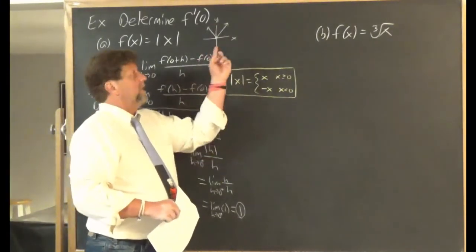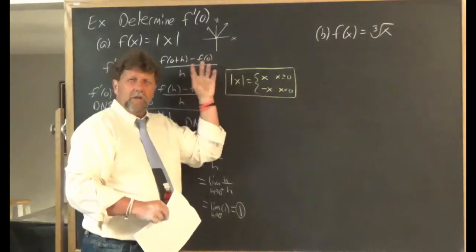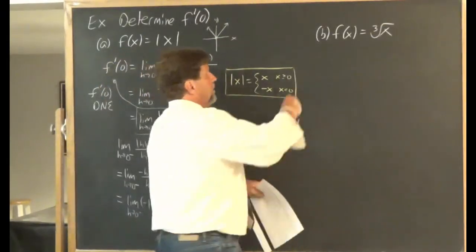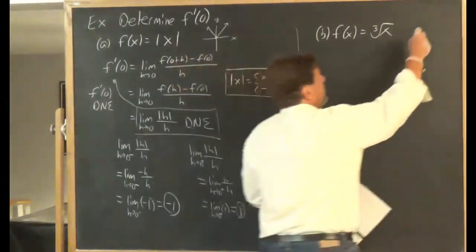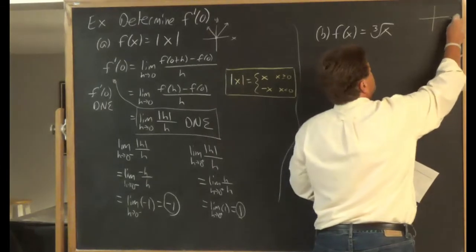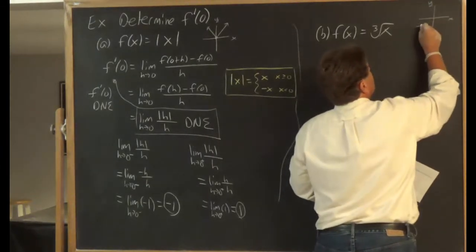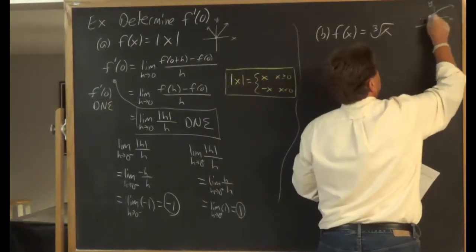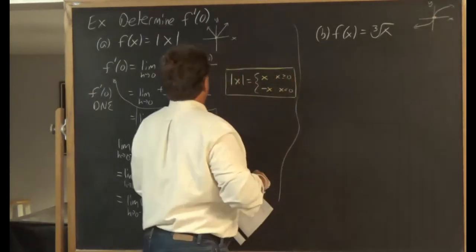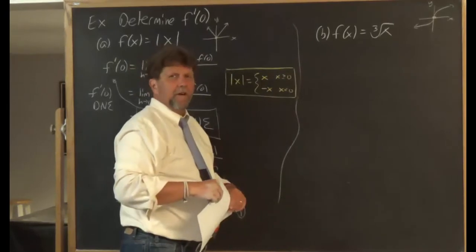When we go back to the slides, we're going to talk about why. That's why I sketched the graph up here real quick. There's a graphical connection. Part B. You know what, part B, let me quickly sketch the graph of cube root x. It would look something like this. So it's that point right there. So we're going to try to find f prime of 0.